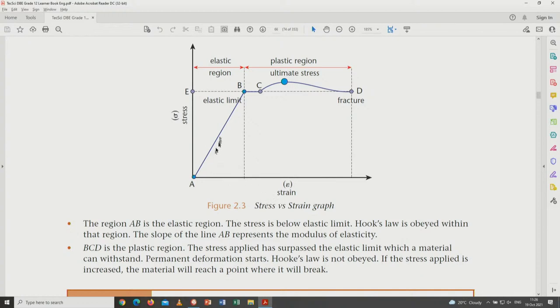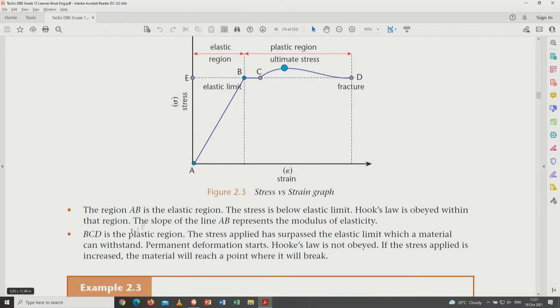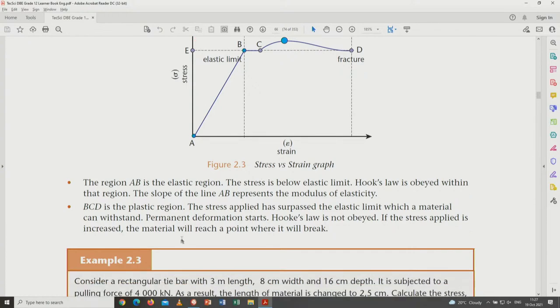So the slope there will be the stress divided by strain, which is referred to as the modulus of elasticity, which is K. Now, BCD, this area, is where the spring has overstretched, which will be the plastic region. The stress applied has surpassed the elastic limit which a material can withstand. A permanent deformation starts and Hooke's law is not obeyed. If the stress applied is increased, the material will reach a point where it will break.